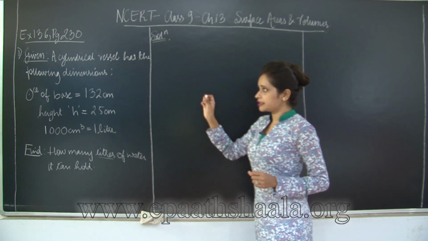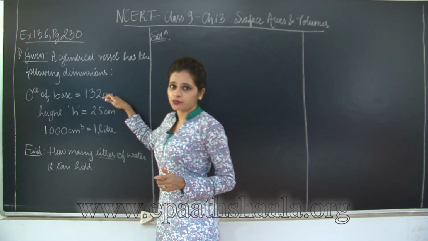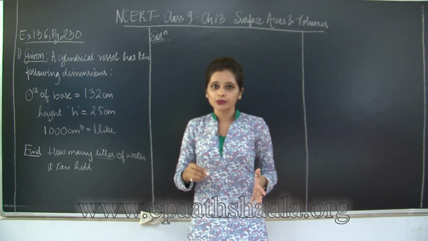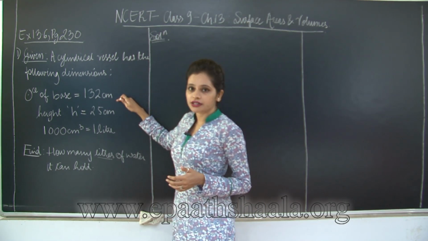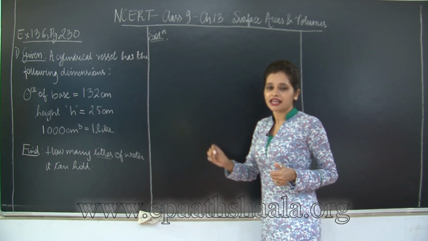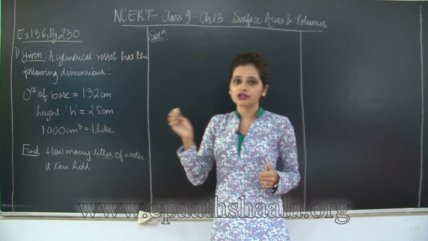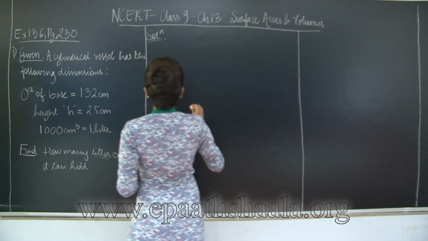The other thing is we've been given the circumference of the base. We do not have the radius. So we are going to substitute the values in the formula for circumference of base, that would be 2 pi r. We'll get the radius, and using that radius, we are going to substitute the value into the volume of cylinder and find the volume. Okay, so let's get started.